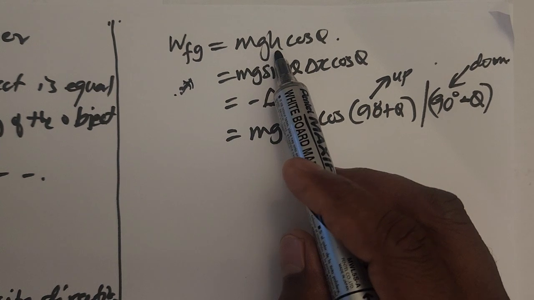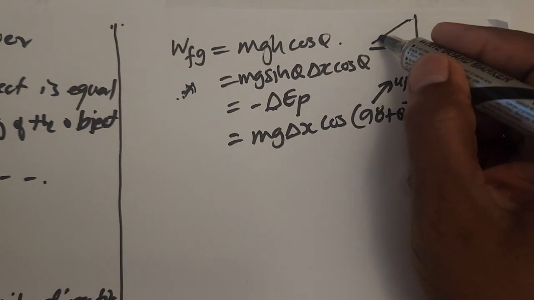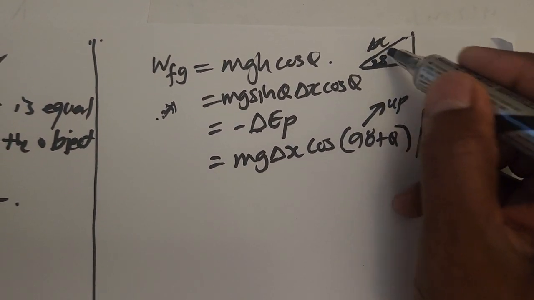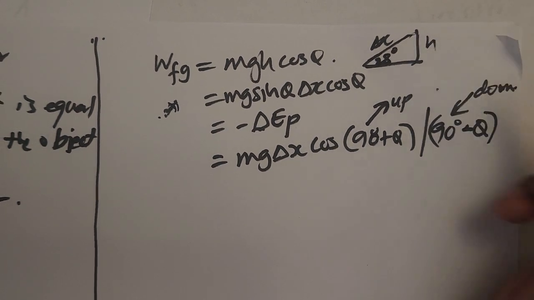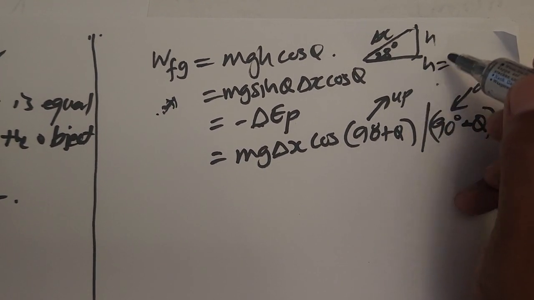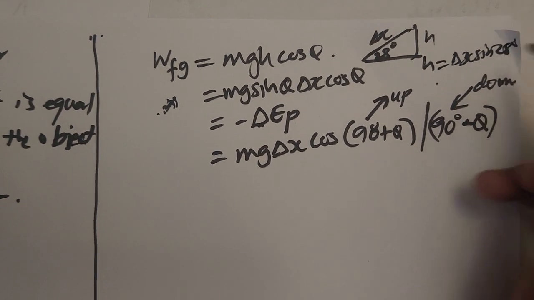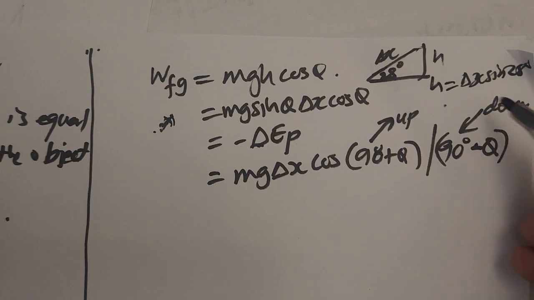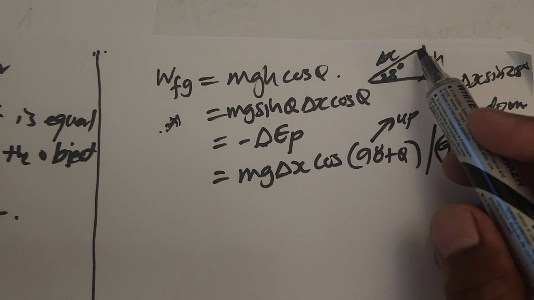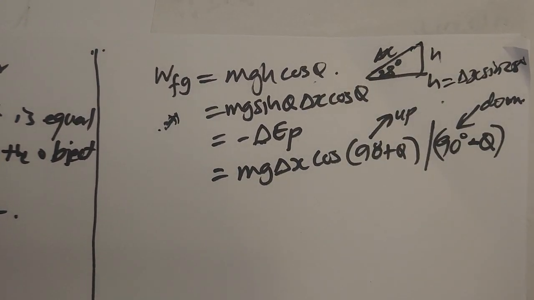Remember, if there's no height, you can always use your trigonometry to say, I don't have a height. This is delta x, and this is 28 degrees. Therefore, I can always have the height. Height will be the vertical component, which will be delta x sine 28. So you can just substitute the height by delta x sine 28 and cosine of 180 degrees, because the object is going up the incline, therefore weight is doing negative work.